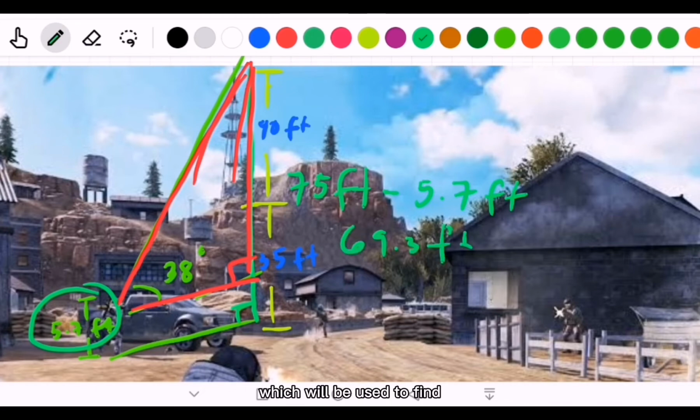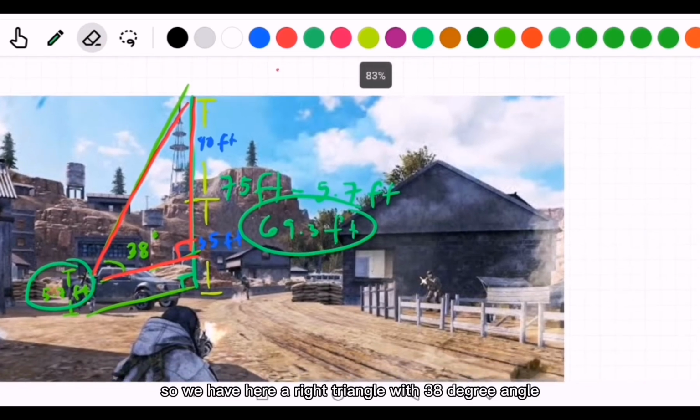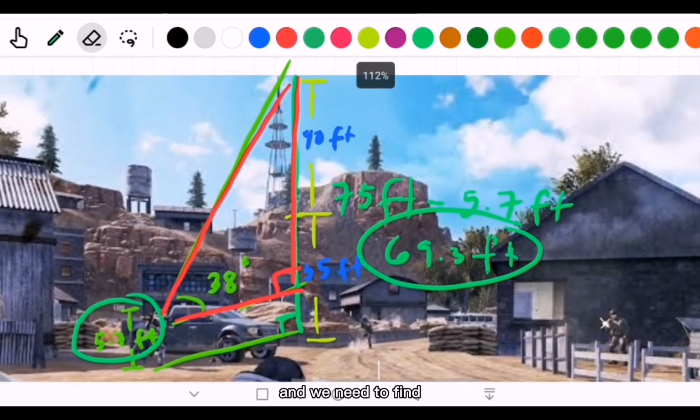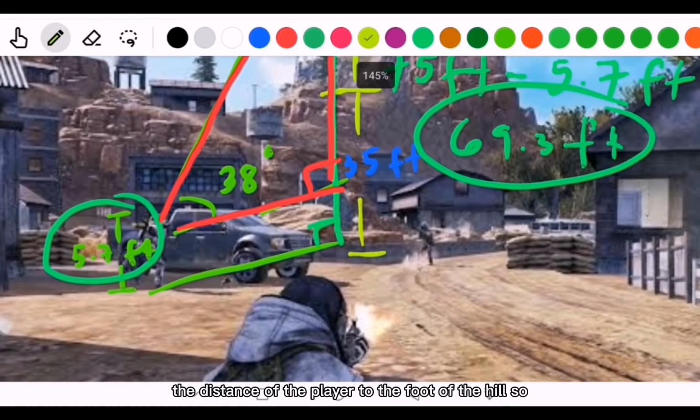feet, which will be used to find the length from where the player is standing to the foot of the hill. So let us show that in a solution. So we have here a right triangle with a 38-degree angle, and we need to find the distance of the player to the foot of the hill. In that case, this will be the unknown value. So let us place x there to identify the missing length.